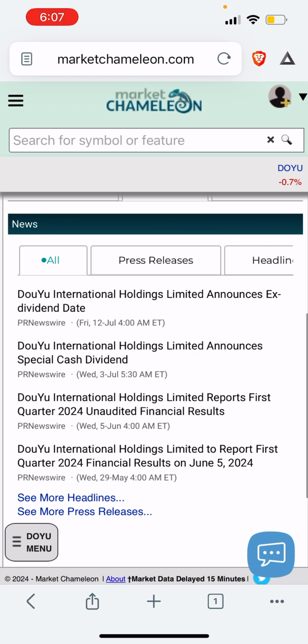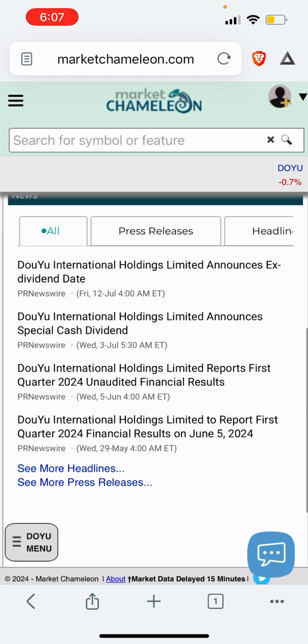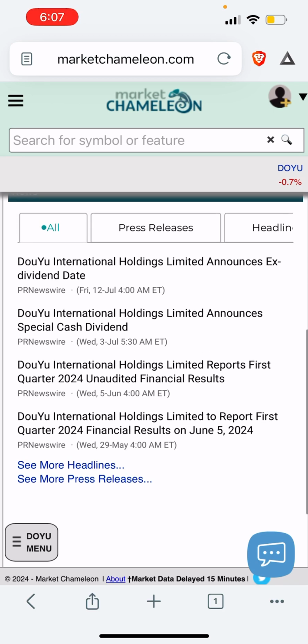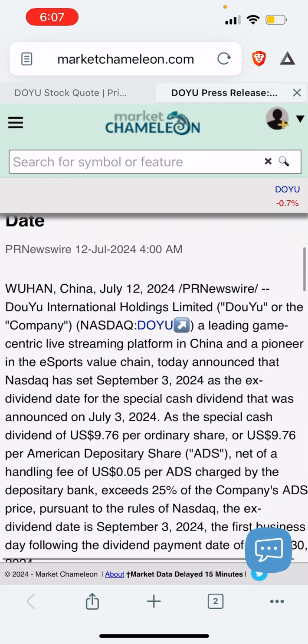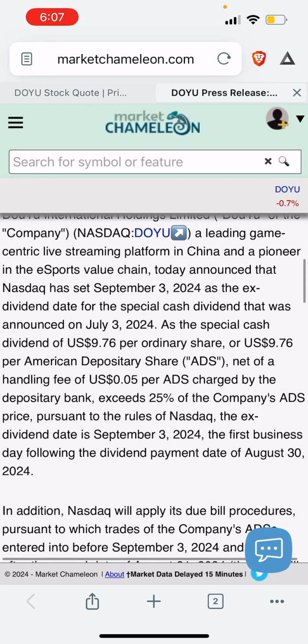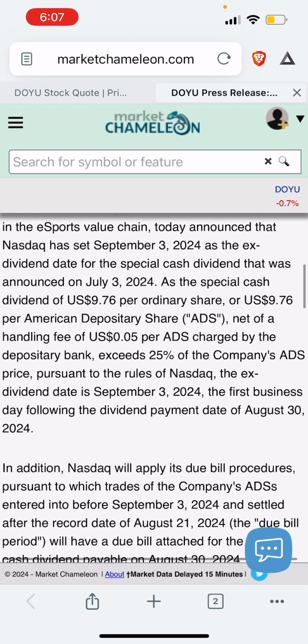It says here, Doyo International Holding announced ex-dividend date. Okay, announced special cash dividend. So let's just read and see the last one, and it tells you exactly. Okay, this is one China, Doyo International, a leading game-centric eSports company, today announced Nasdaq has set September 3rd as the ex-dividend date for the special cash dividend that was announced.